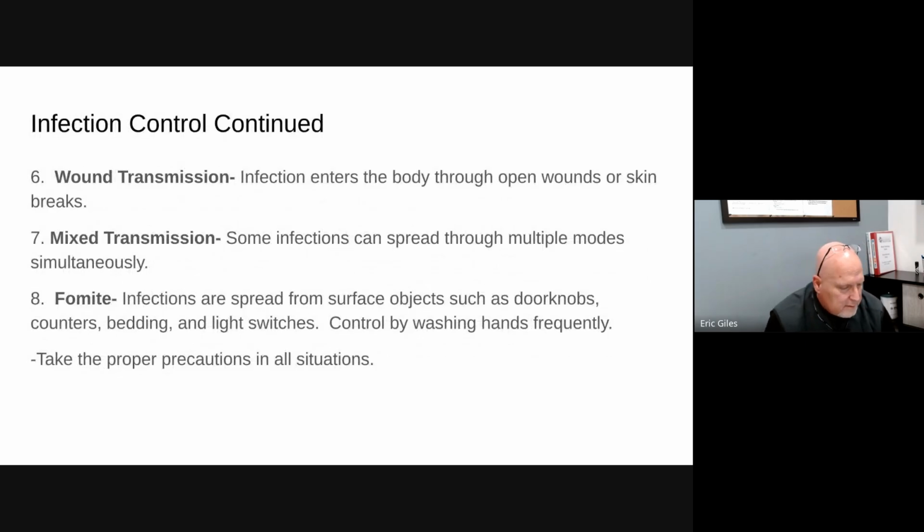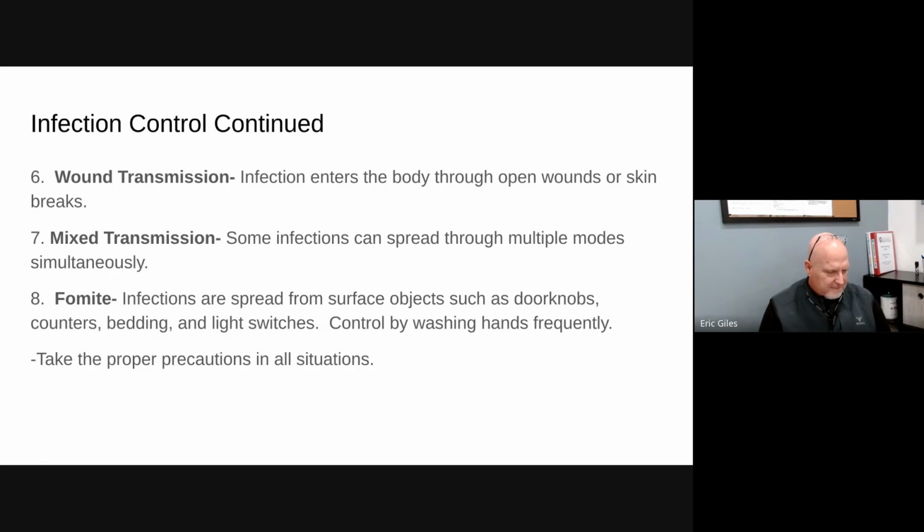Wound transmission: infection enters the body through open wounds or skin breaks. Mixed transmission: some infections can spread through multiple modes simultaneously. If that happens to you, I'm sorry. You're getting hit from all directions. Better hope your immune system's good. Then there's what the slide calls vomit, which I've never understood that word. It just doesn't make any sense.